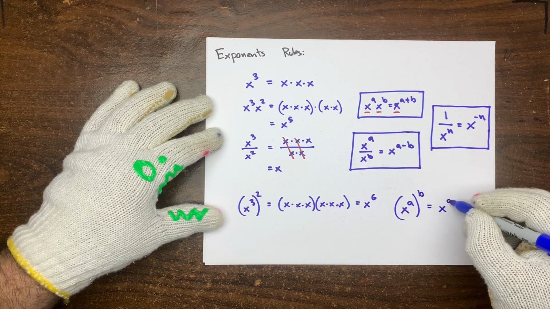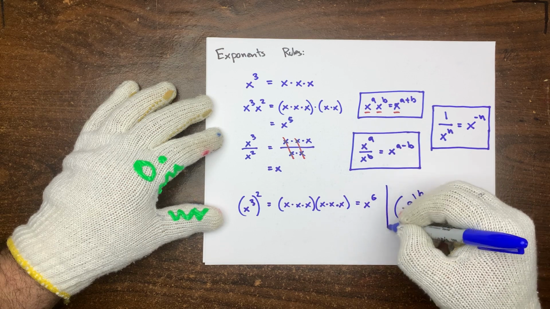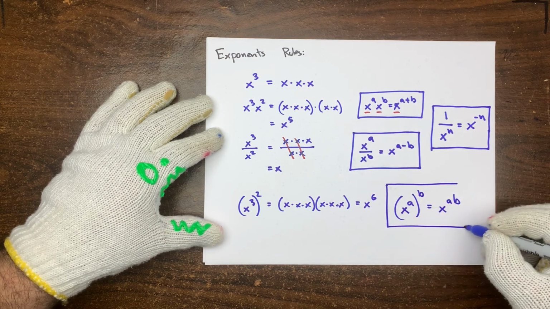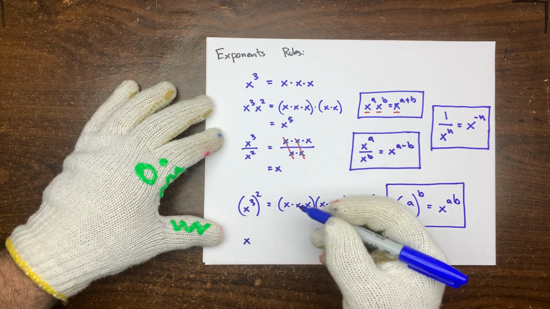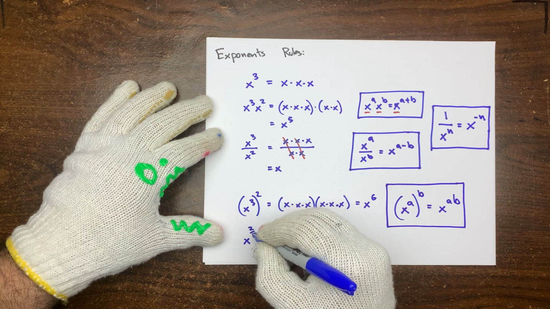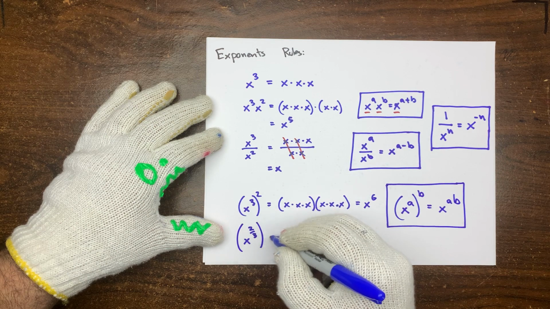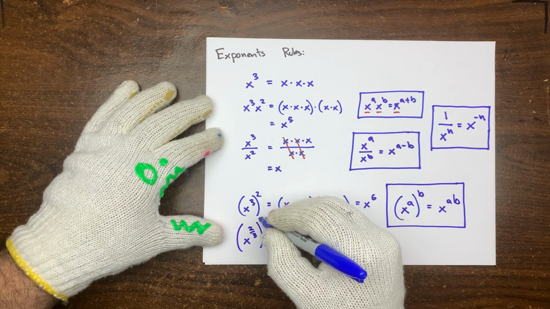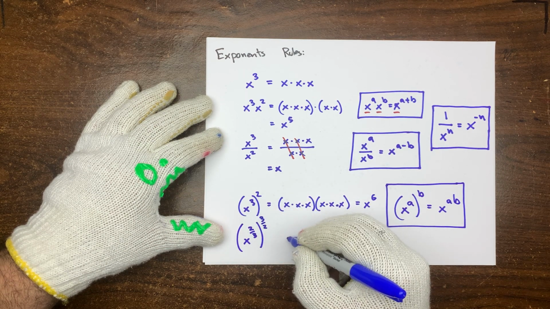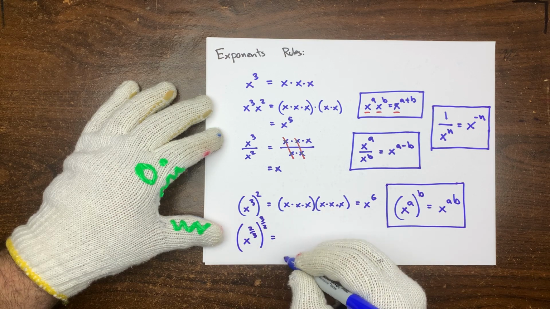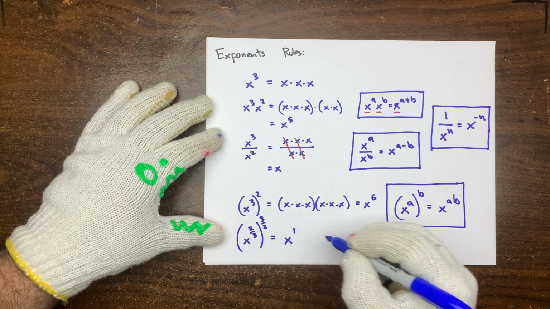So the rule is x to the a to the power of b is equal to x to the a times b, which is a really nice rule, because if we have x to the, let's say, 2 over 3, all I have to do to get rid of that is take both sides of the equation to the power of 3 over 2, because then that just multiplies together, and that'll leave me with x to the 1.